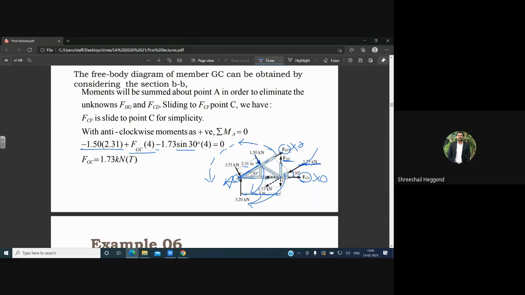Therefore, equate this equation to 0, because summation of moment about A point is 0. Find out the FGC value. That will be 1.73 kilonewton, that too in tension for the truss. Whether you are getting the same answer or not, verify. If you are getting the same answer, we'll go ahead for the next example.